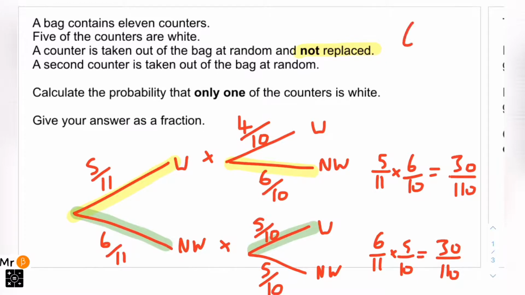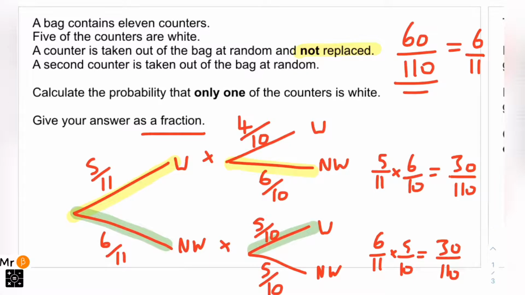We've got 2 different ways of achieving the same goal, so we add together our probabilities and we would get 60 over 110, or 6 over 11 if you simplified. Remember to read the question, it wants you to keep it as a fraction.